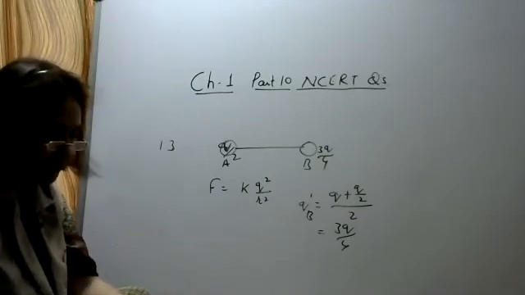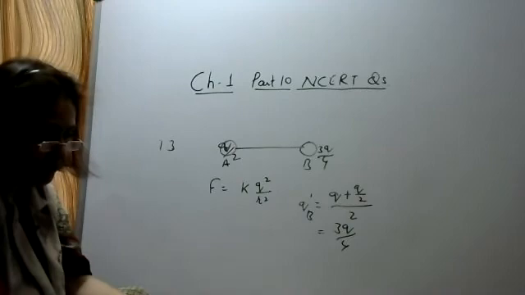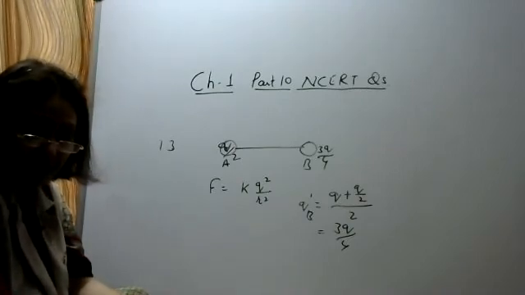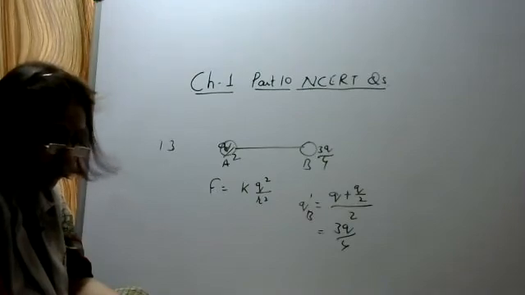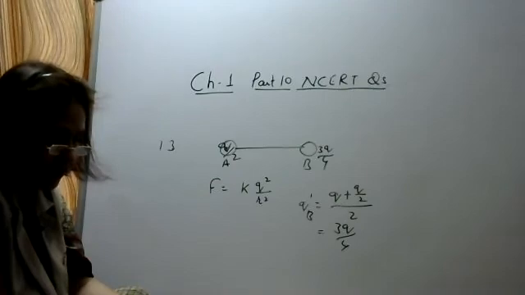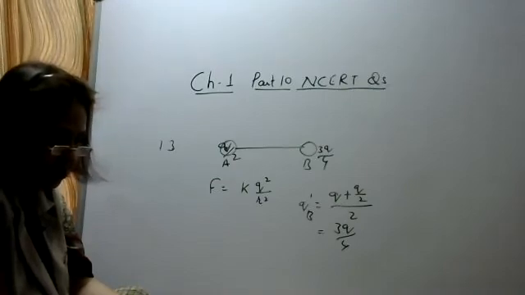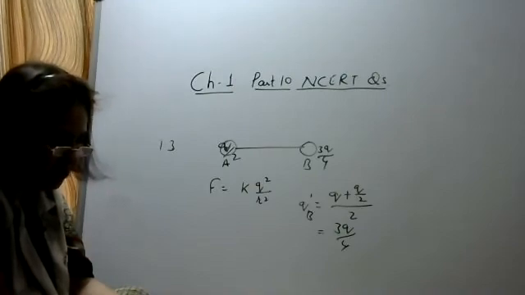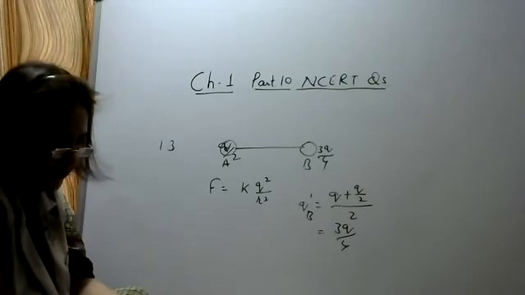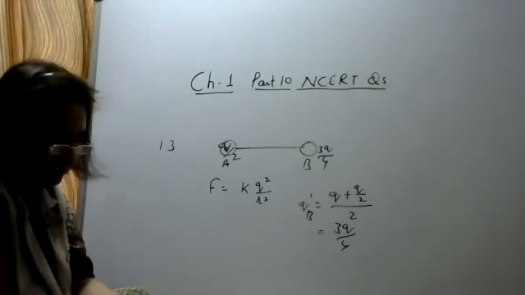Okay, then question number 15: consider a uniform electric field given as 3 into 10 raised power 3 i cap. I cap means it is acting along the x-axis. What is the flux of this field through a square of 10 centimeter on a side whose plane is parallel to the YZ plane? And what is the flux through the same square if the normal to the plane makes an angle 60 degree? Let's do the first part.